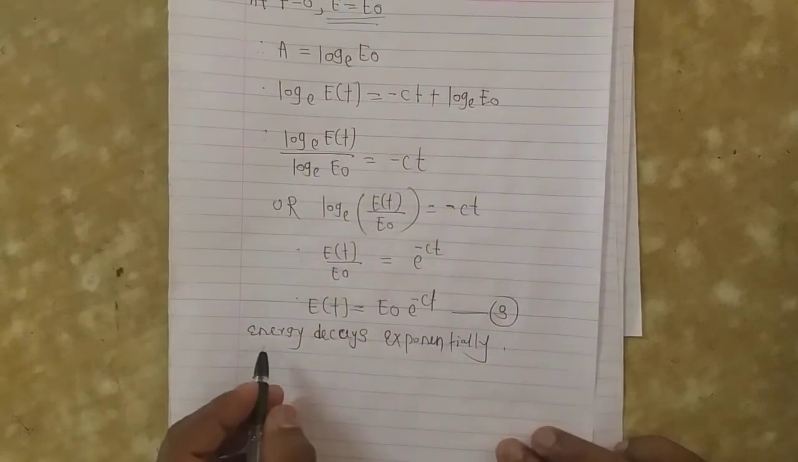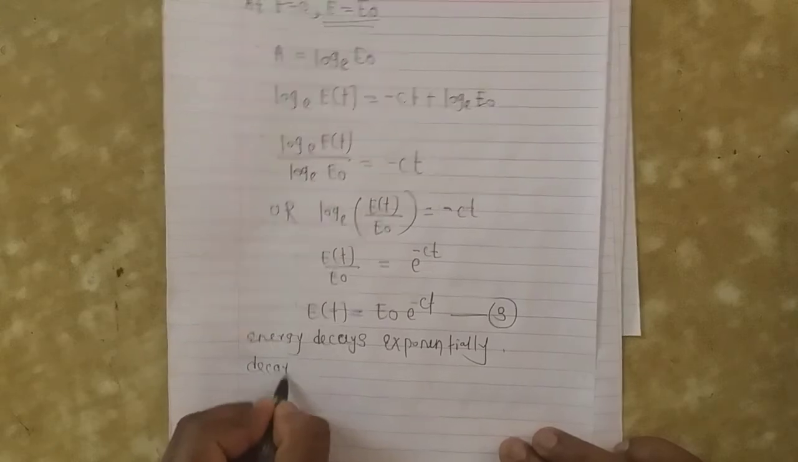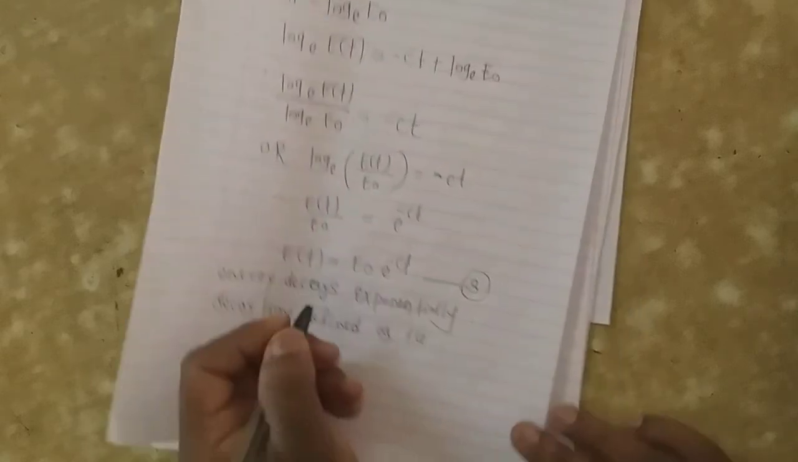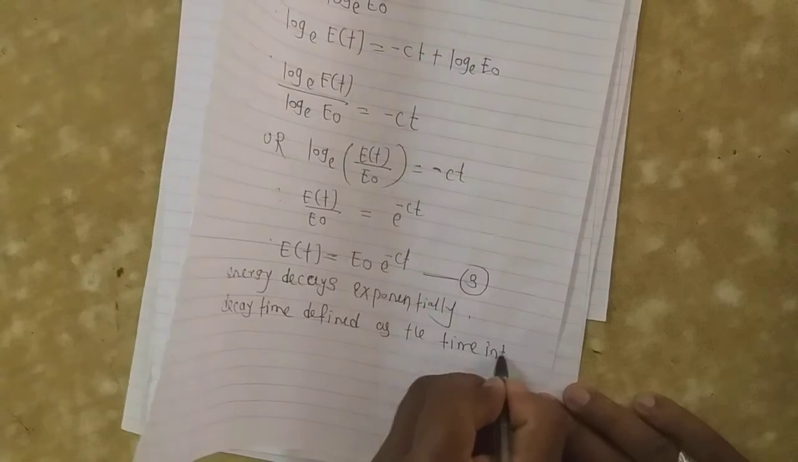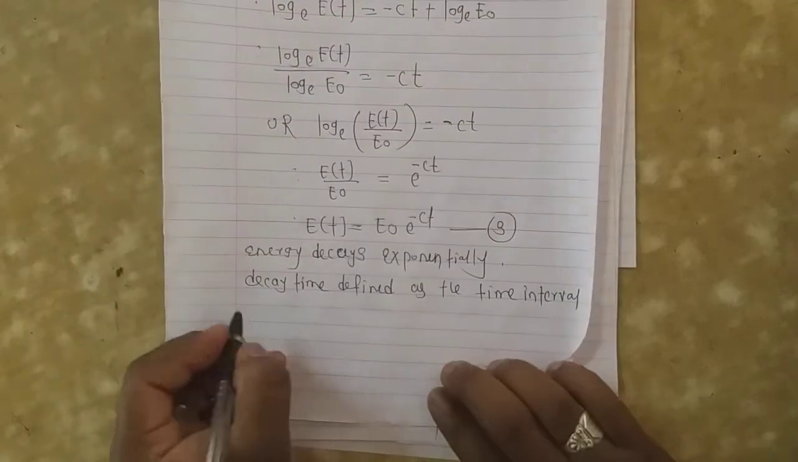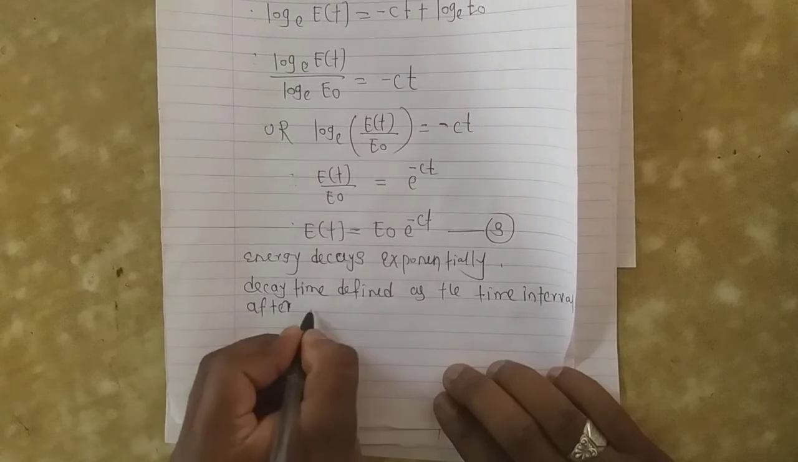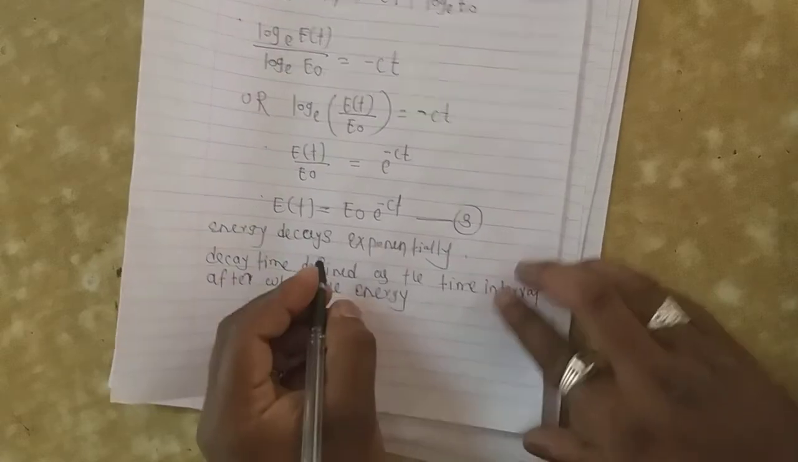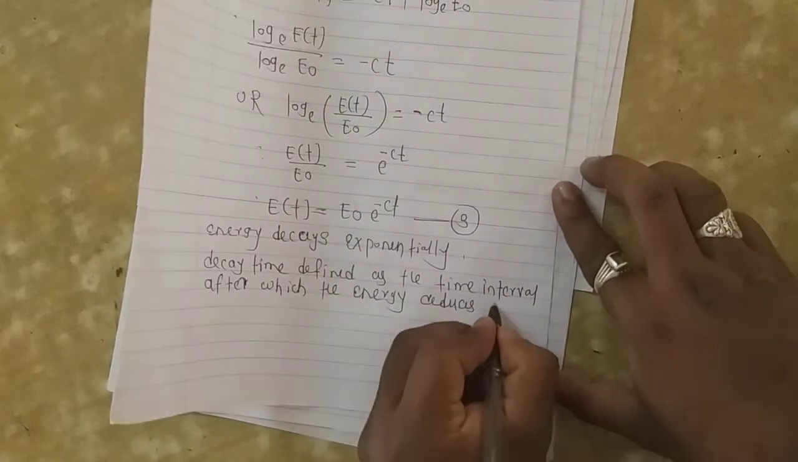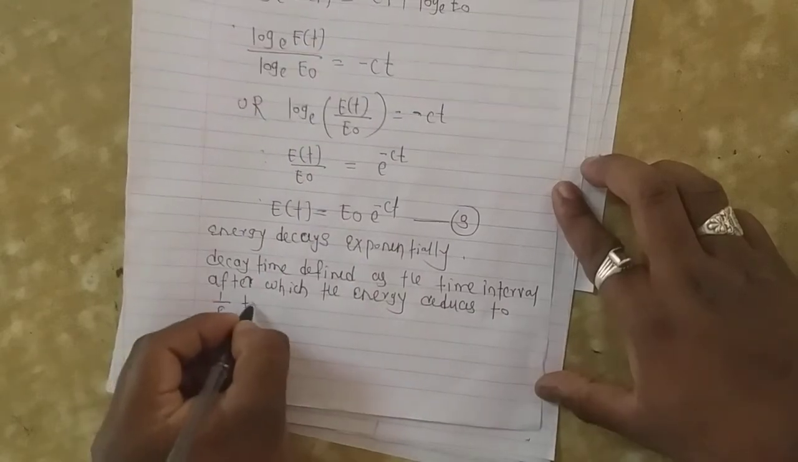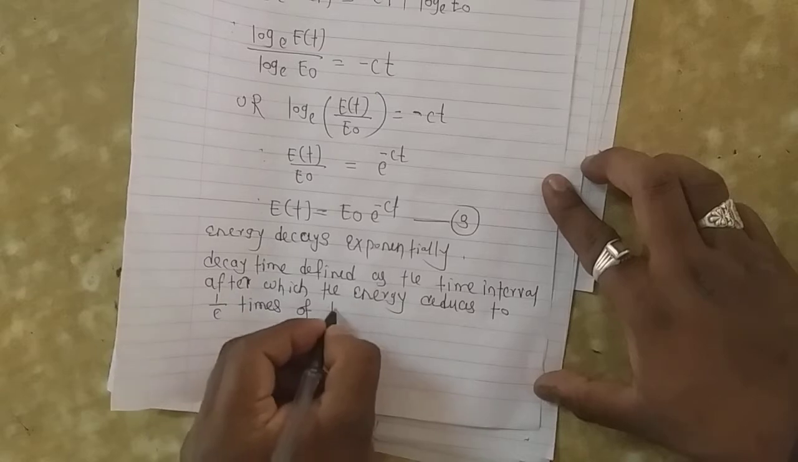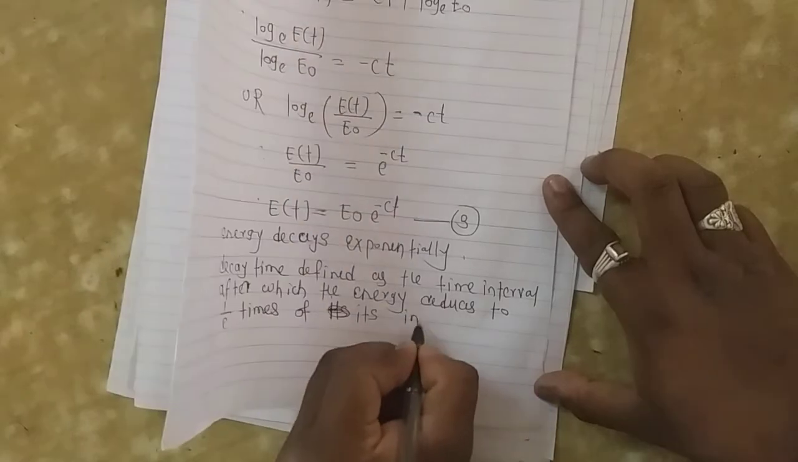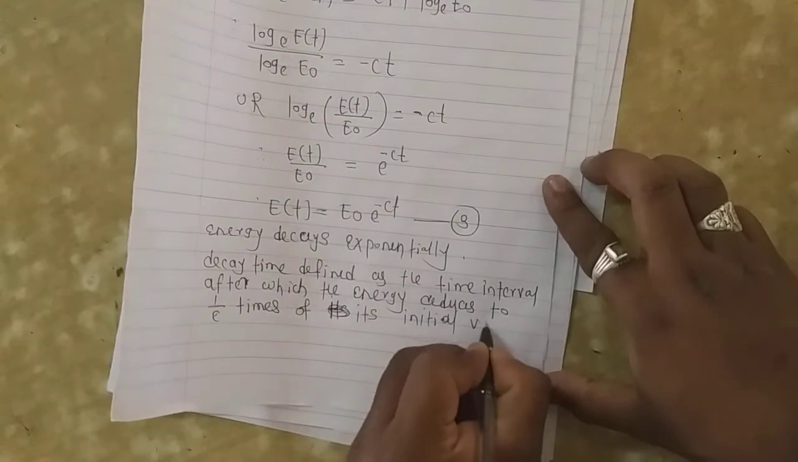The decay time is defined as the time interval after which the energy reduces to 1 by e times of its initial value.